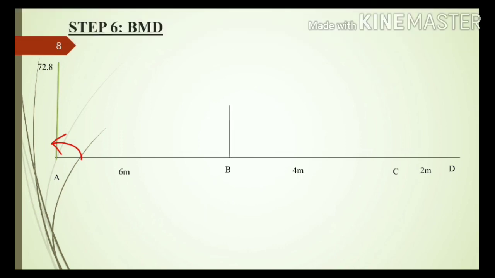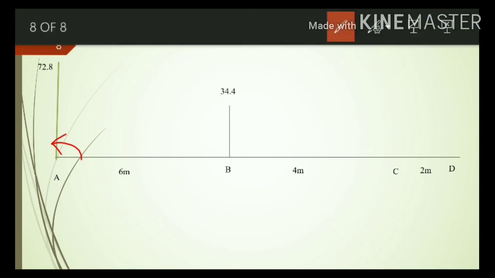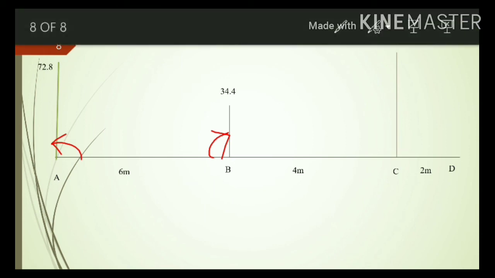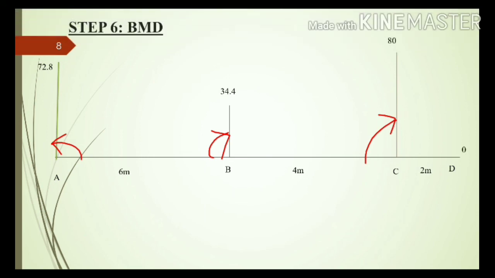And then consider the joint B. MBA is equal to 34.4, that is clockwise moment, so mark here also above the reference line. So again joint C, the value is 80 kilonewton meter. MCB is also clockwise direction, so here also the moment will be upward of the baseline. Then MD is equal to 0 since the support D is a free end, the moment all along the free end is 0. So then connect all these lines.